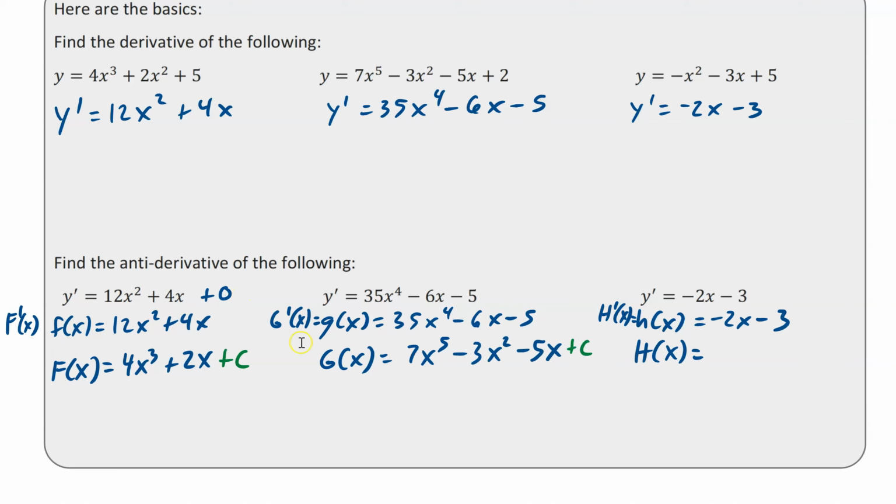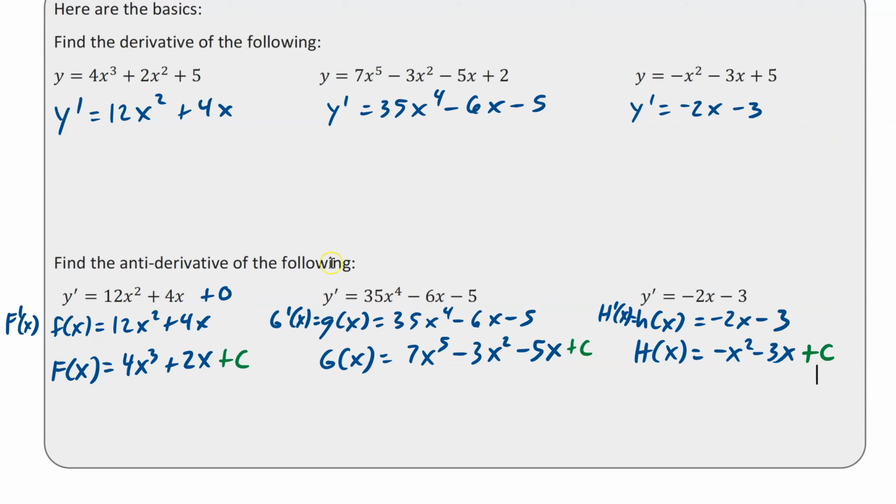So all we're doing is taking our derivative back to the original function and then putting a plus c on the end. So it's 7x to the fifth minus 3x squared minus 5x plus c. And so this one would become this, but instead of writing 5, we put plus c. And so this is what we're going to be doing in this section.